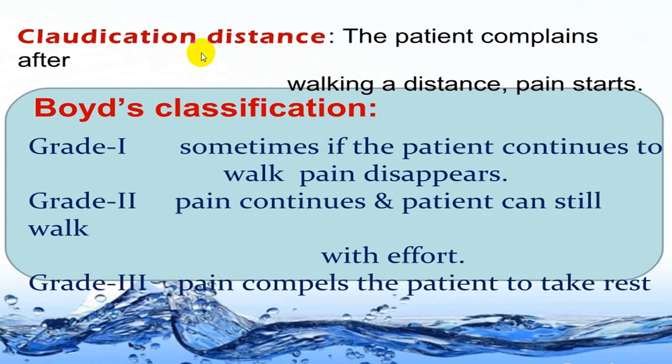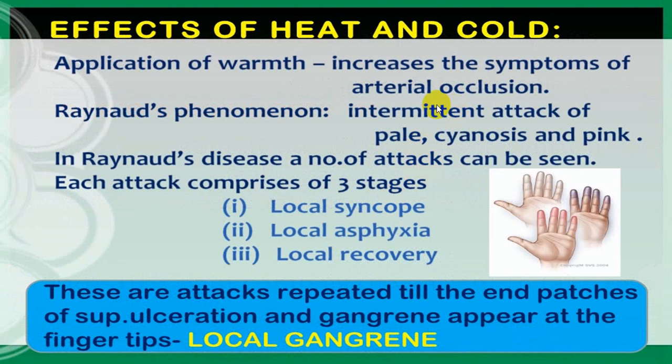Depending upon the claudication distance, etc., you can classify. That is called Boyd's classification. Application of warmth will increase the symptoms of arterial occlusion, while in Raynaud's phenomena, intermittent attacks of pale and cyanosis and pink will occur. And on dipping into warm water, the person will get relief.